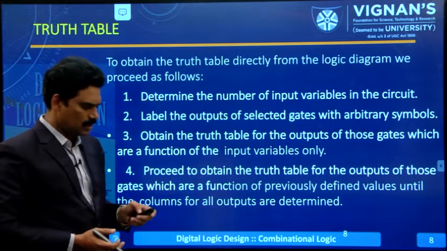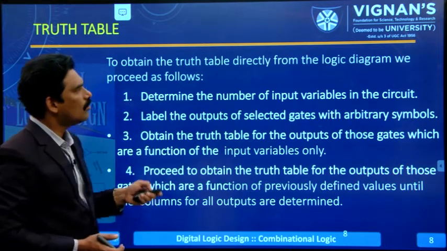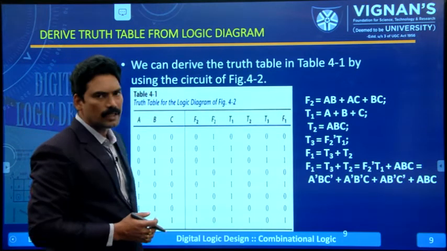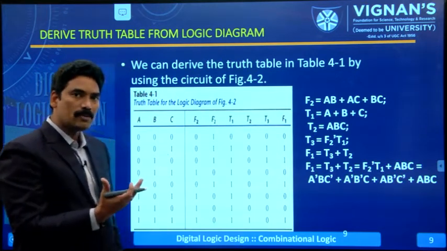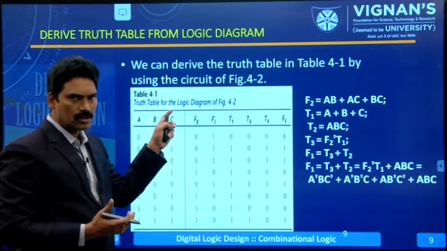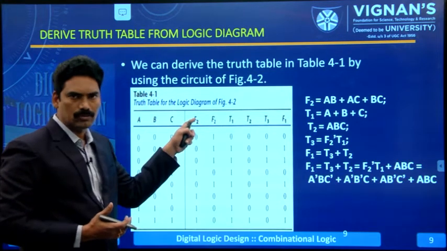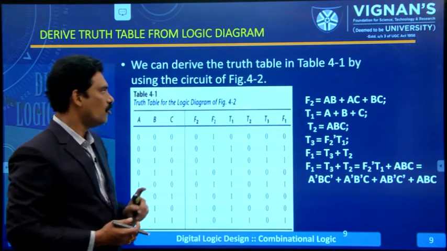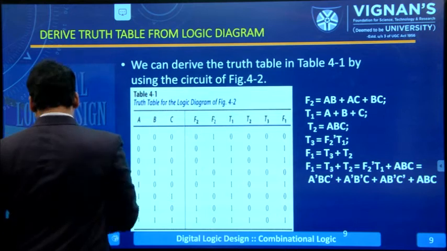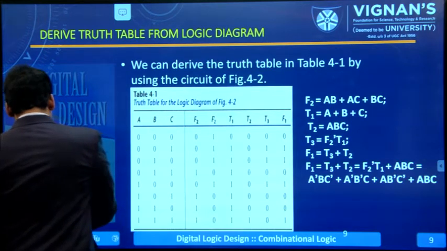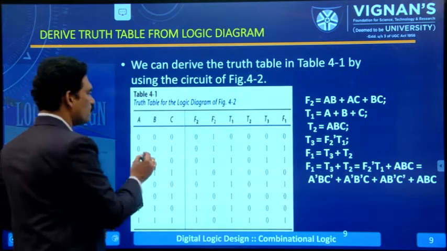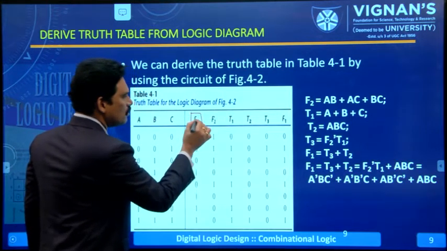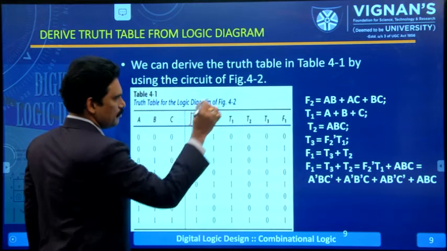Okay, I will show this by using an example. So, this is the truth table. How many input variables are there? 3 input variables. So, the first output variable is F2, and we are writing the truth table for this. How to write the values here? The values we are going to write like this. What is F2? F2 is equal to AB plus AC plus BC.